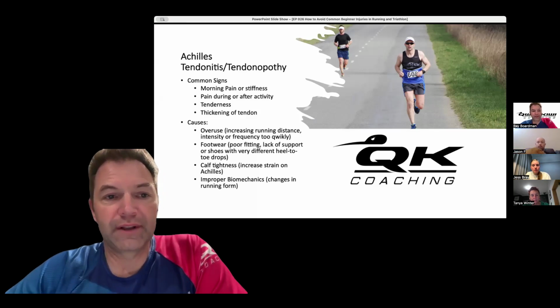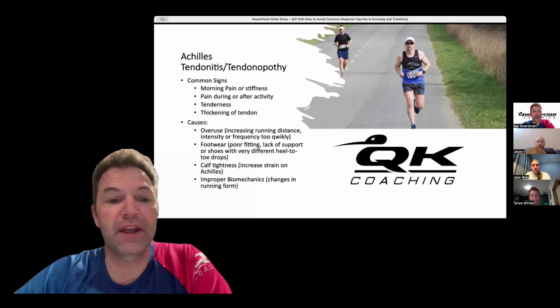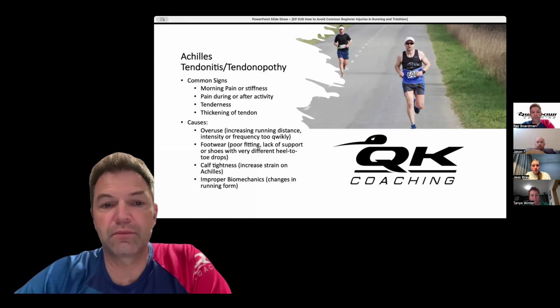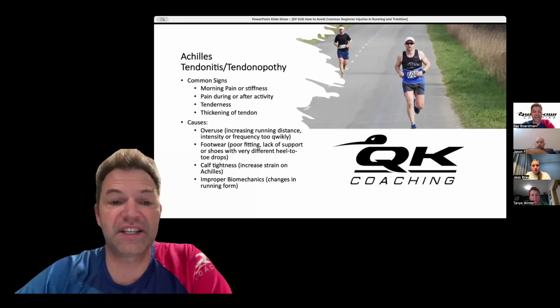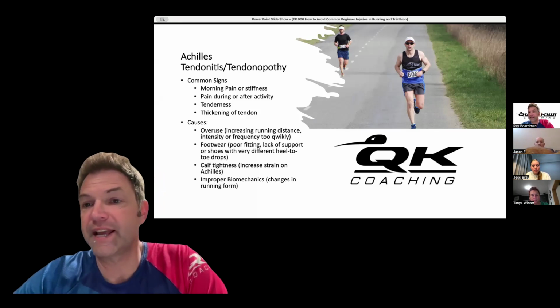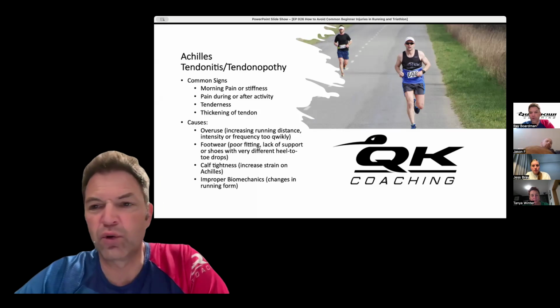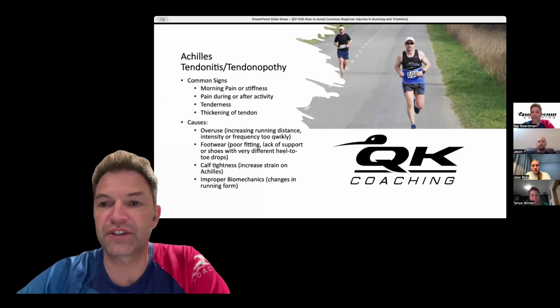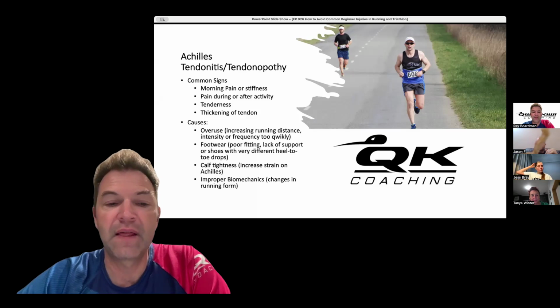Causes of Achilles tendonitis or tendinopathy is once again overuse, building up your running distance, intensity, or frequency of running too quickly. So frequency of running is how often you run per week. If you normally only run once or twice and suddenly want to start training 5 or 6 days a week, that's almost a guarantee that you'll generate some issues.